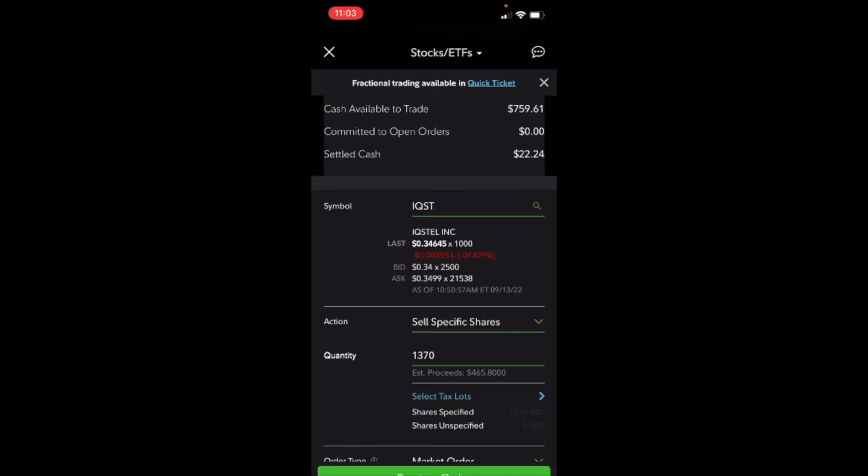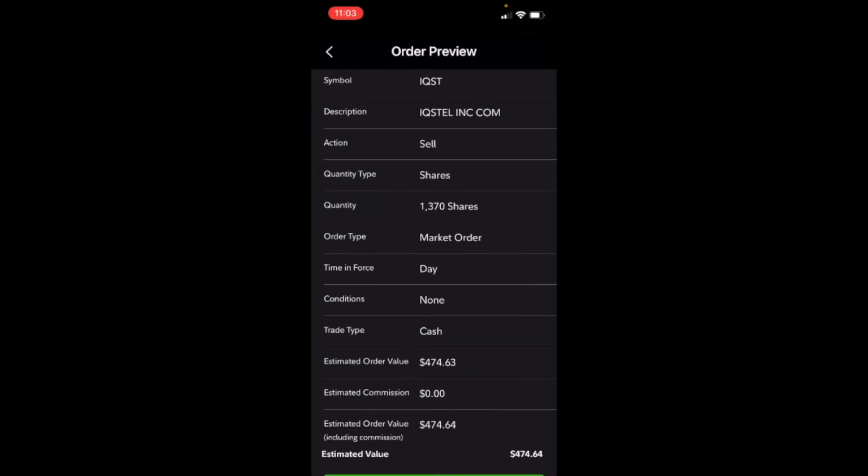You preview the order. Now you're previewing the order. I'm just cutting off the top of the screen because it's showing my personal information. And then I'm going to place order. On top it says the company name, your account number, your identification.